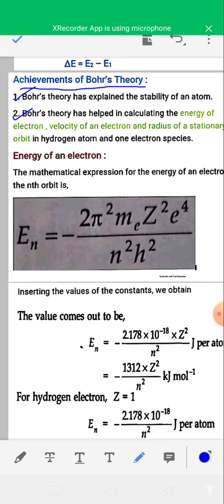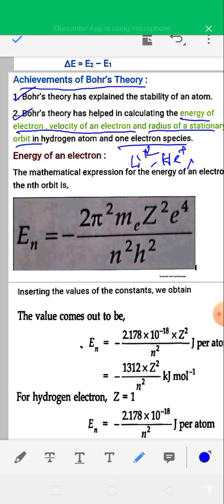Second achievement: Bohr's theory has helped in the calculation of the energy of an electron, the velocity of an electron, and the radius of the stationary orbit in the hydrogen atom and in one-electron species. So the Bohr atomic model is valid for one-electron systems like the hydrogen atom. One-electron systems include Li2+ and He+, and the Bohr atomic model is also applicable for these ions, which are single-electron systems: He+, Li2+, Be3+.